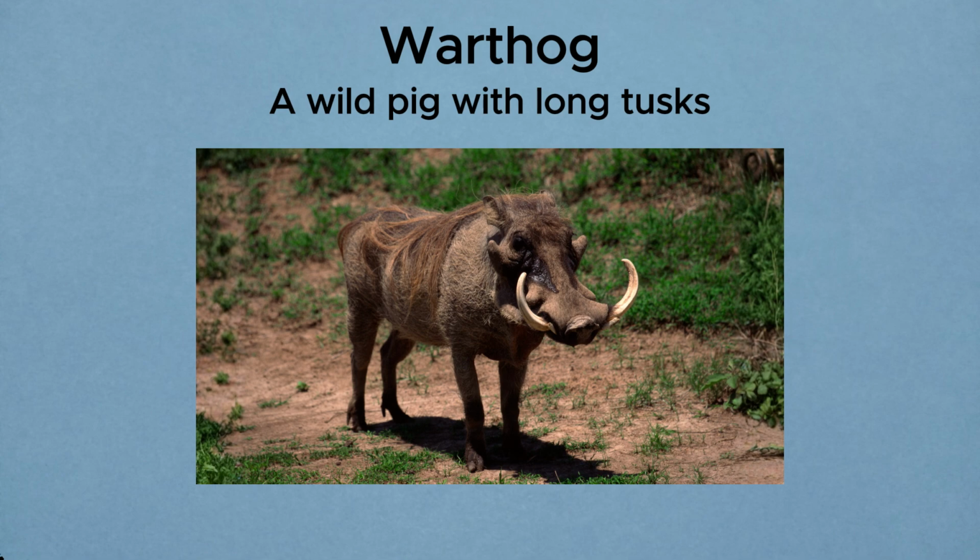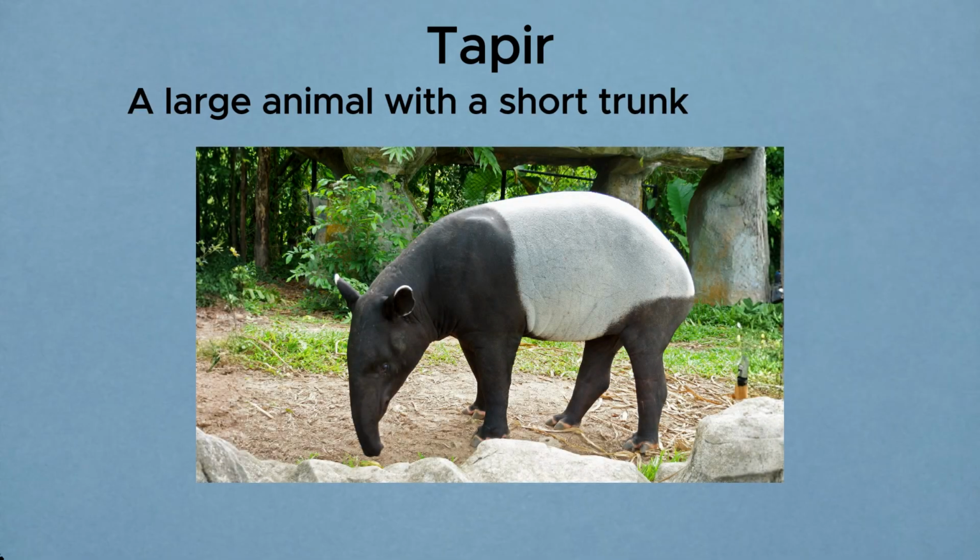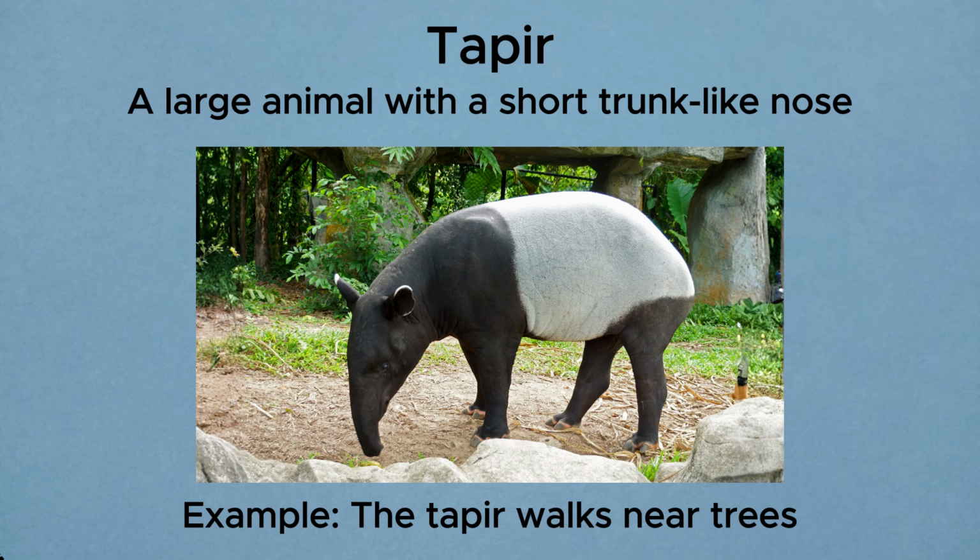Warthog. A wild pig with long tusks. Example: the warthog runs away. Tapir. A large animal with a short trunk-like nose. Example: the tapir walks near trees.